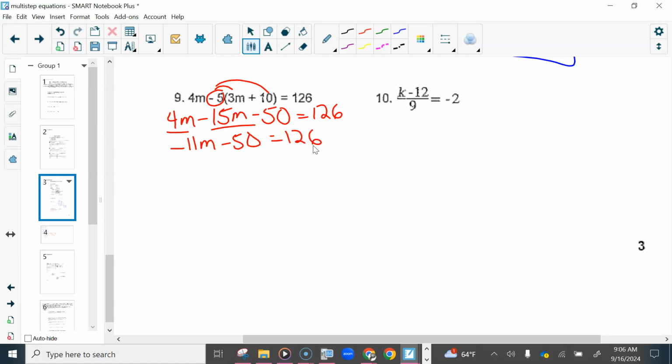Then if we're trying to get m by itself, we got to get rid of the negative 11 and the negative 50. What would we do first? Turn the 50 to the other side and make it positive? Yes, we're going to add 50 on both sides.